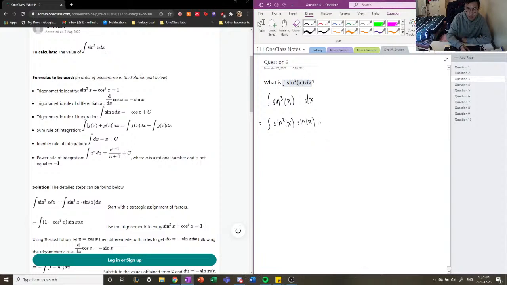We break it up like this, and we're going to use our trigonometric identity, sine squared x plus cosine squared x equals 1. We can manipulate it to isolate sine squared x, which gives sine squared x equals 1 minus cosine squared x. If we substitute this into our equation, we get the integral of 1 minus cosine squared of x, times sine of x, dx.